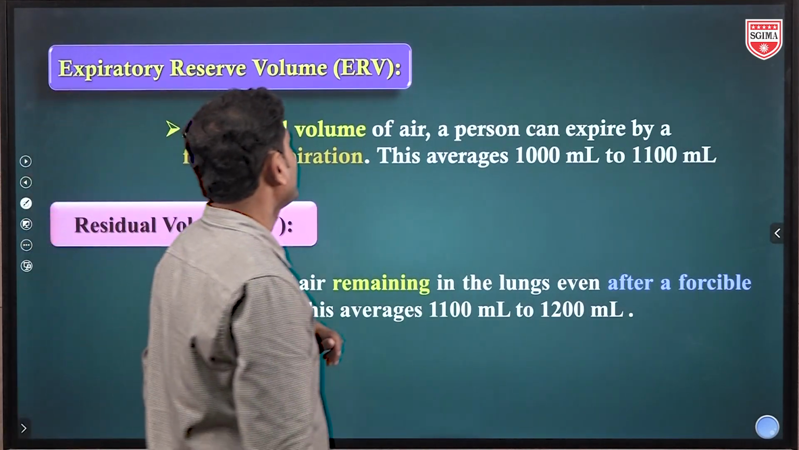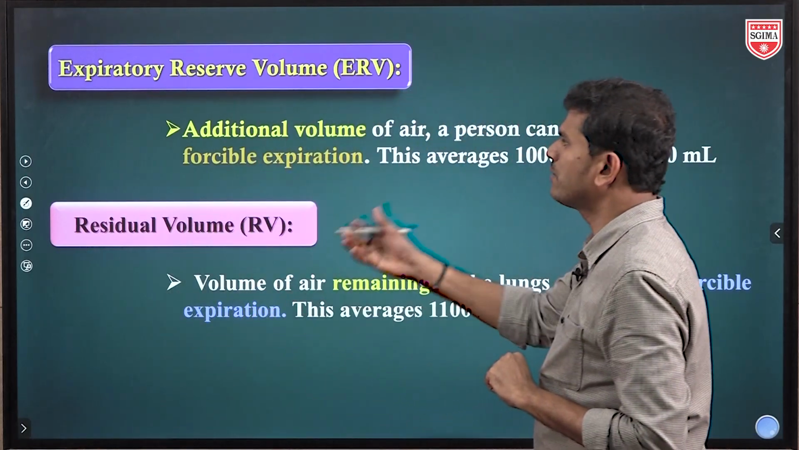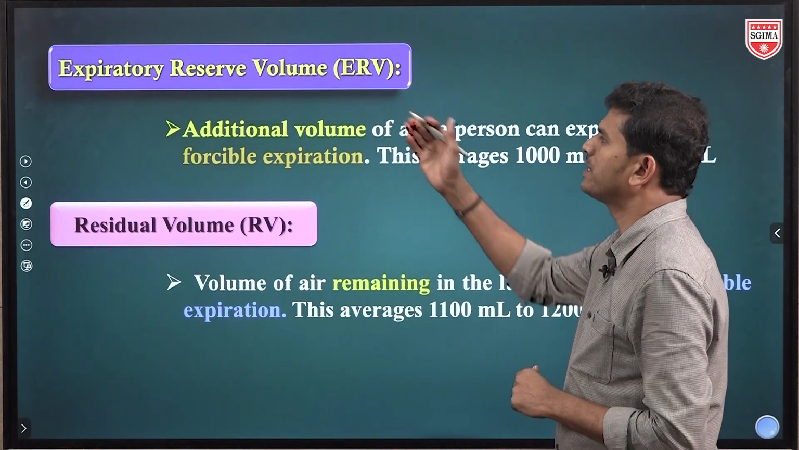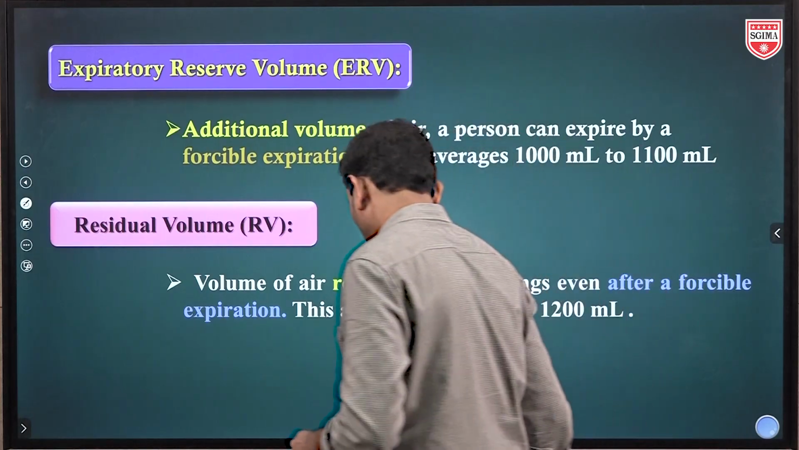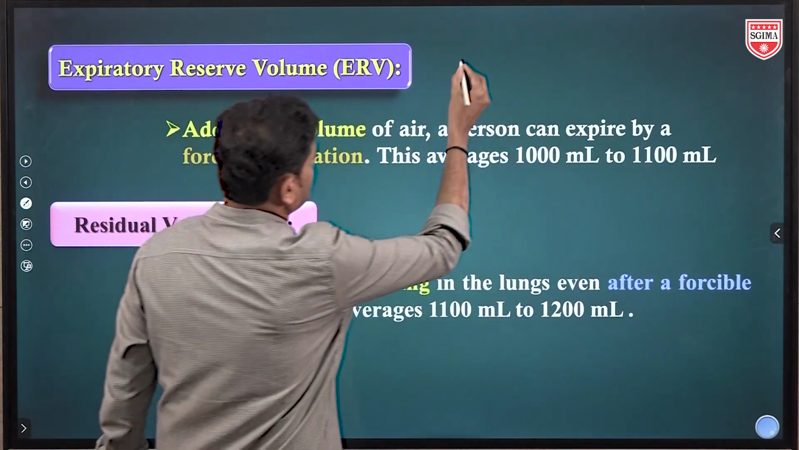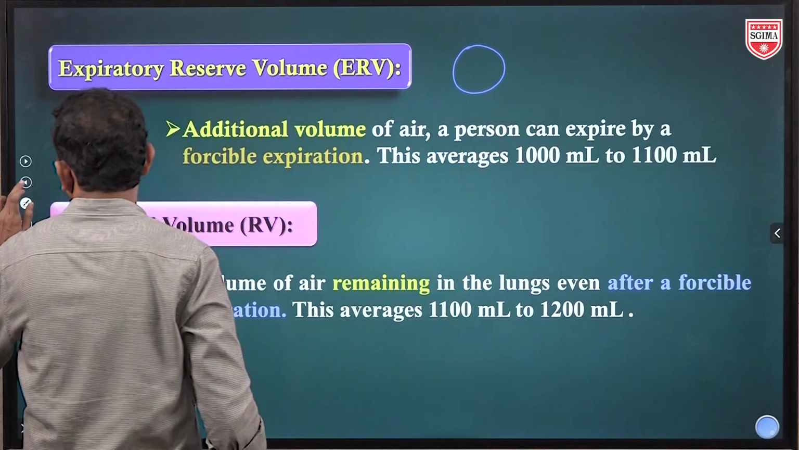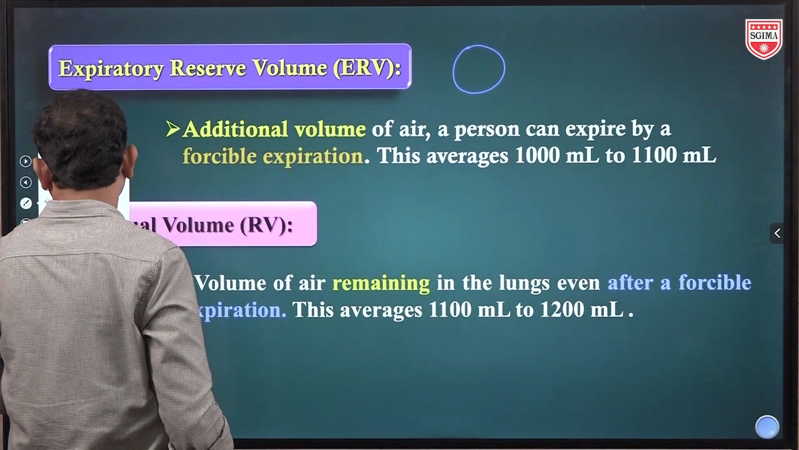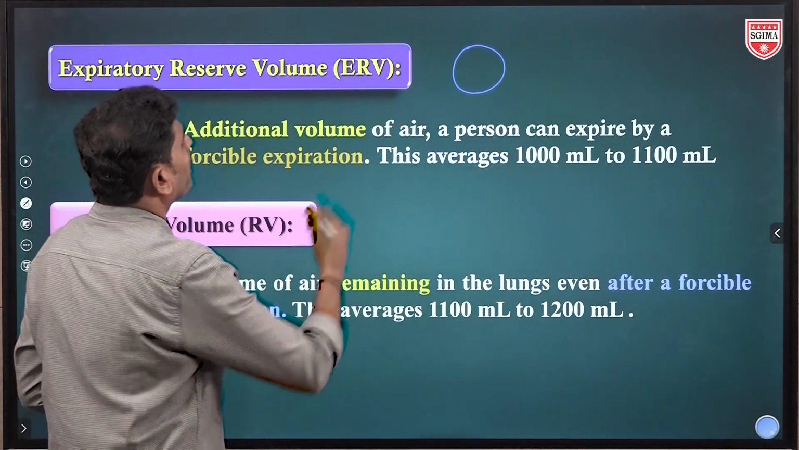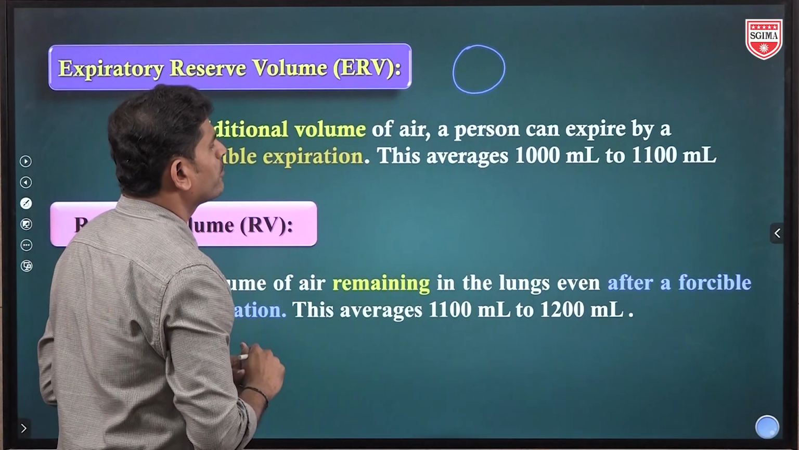So first one kaun sa? Previously, inspiratory reserve volume we saw that. Now expiratory reserve volume. Expiratory reserve volume को हम कैसे define कर सकते हैं? This is the organism, and this organism can... क्या करना है इधर? Expiratory reserve volume है ना?